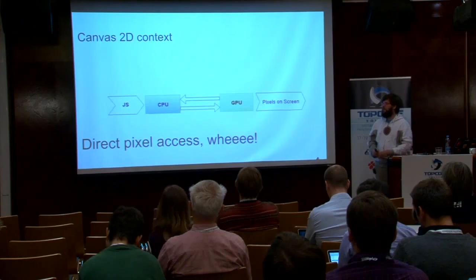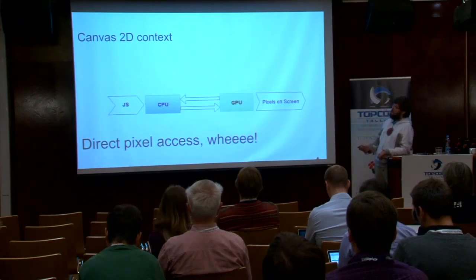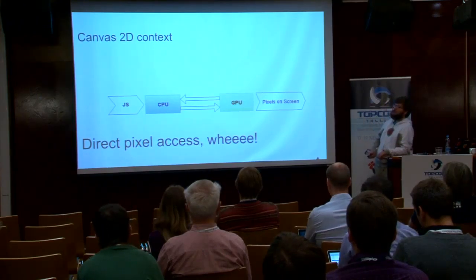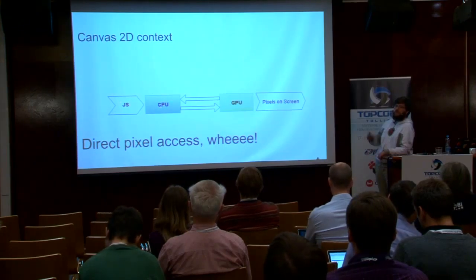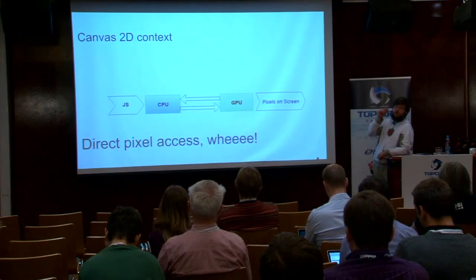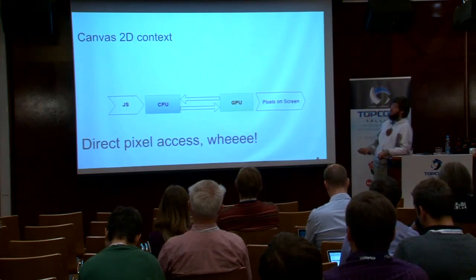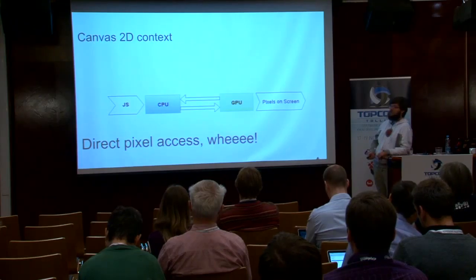But it has a bit of a downside. Actually, the upside is you get pixel access. That's pretty cool. The downside is JavaScript is still executed on the CPU, and as it's single-threaded, you draw one pixel at a time, but you get direct access to the pixels on screen, which is cool. So it's fast, but it's not very fast.